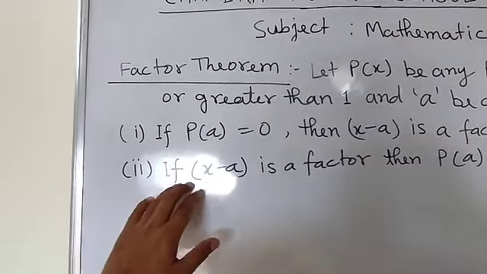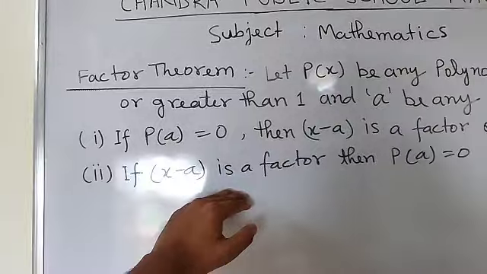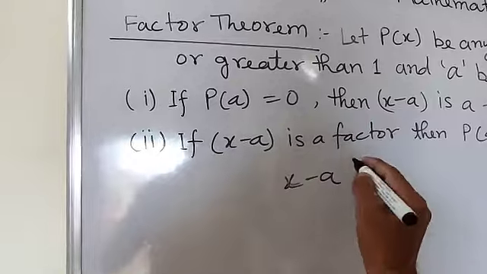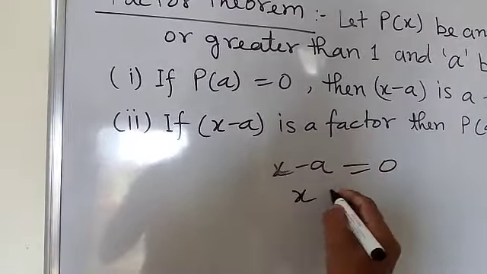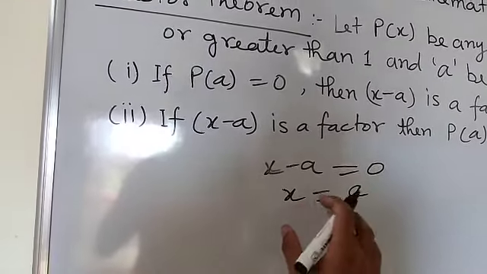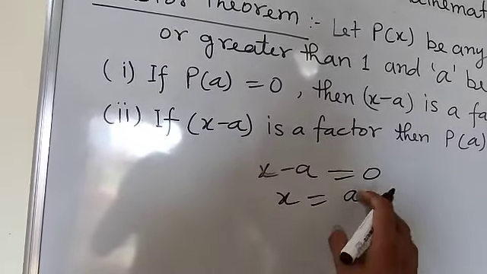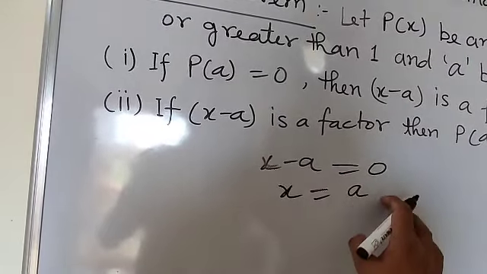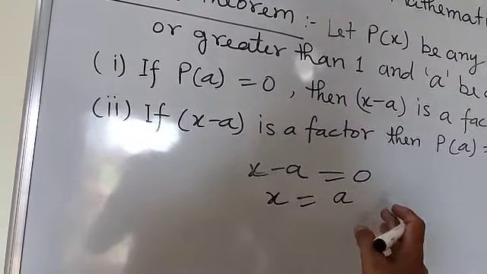You can also say that if x minus a is a factor, then p(a) equals 0. That is similar to the remainder theorem. If I ask you to divide any polynomial by x minus a, then x minus a is the divisor. You put x minus a equal to 0, then x equals a, and you replace the x value in the given dividend by a, and after calculation whatever value you get is called the remainder. And if you get the remainder equal to 0, then you can say that the divisor is a factor of the given dividend.